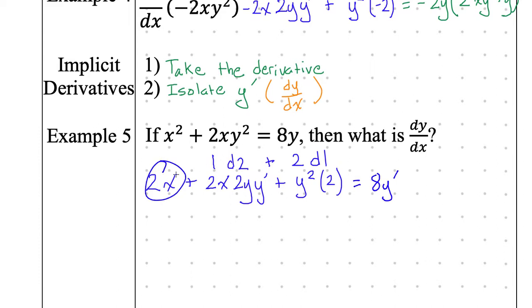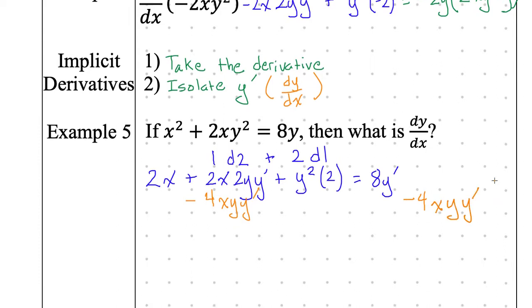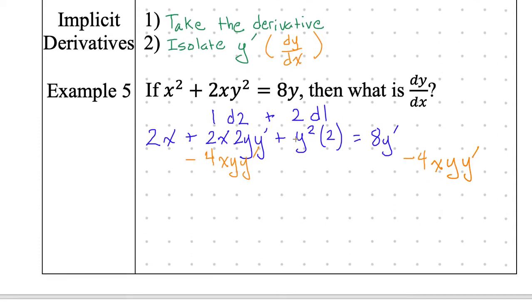So does 2x have a y prime? No. In fact, maybe let's put the y primes on the right, since most of the stuff without y primes is on the left. This term has a y prime, so let's move it to the right-hand side. How do we do that? Subtract. So we're going to subtract 4xy y prime, where the 4 is from 2 times 2, and I'm going to subtract a 4x y y prime. When I do that, I'm left with what?